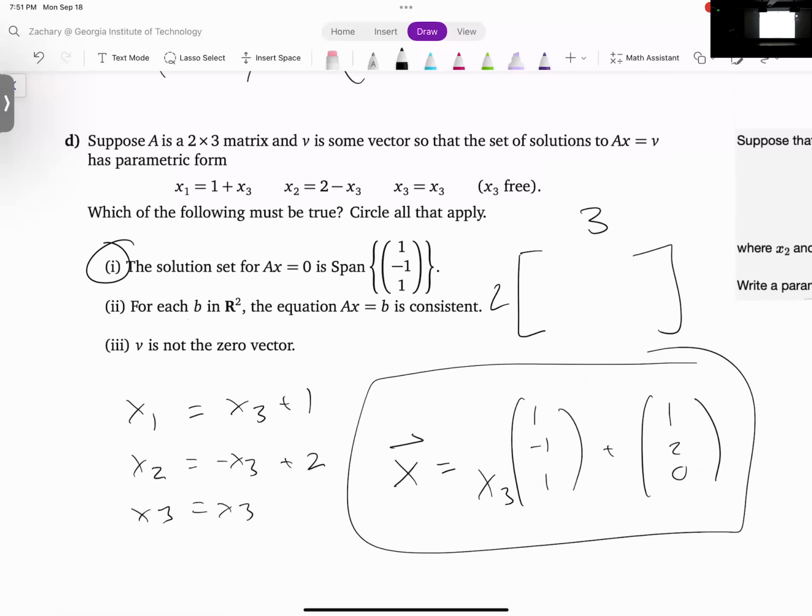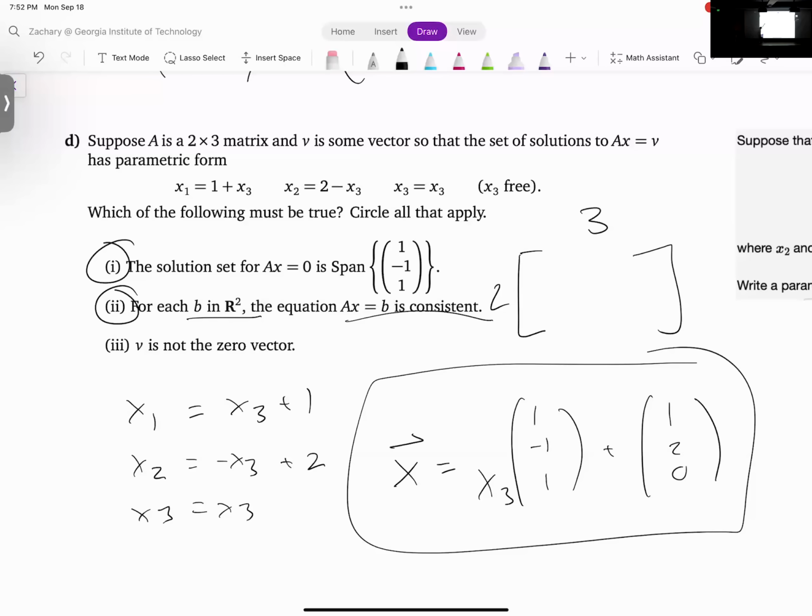Part 2 says for each B, the equation AX equals B is consistent. What does that mean? If all B are consistent, what is my span? Everything, right? I'm consistent everywhere. I span everything, I can get anywhere. Does that make sense? So for each B it is consistent. How many pivots do I need for this to be true? Do I have 2? Yes, that's true. And that's again going backwards. We have one free variable, so we have two non-free variables, which create pivot columns. So that means we span all of R2, which means this is true.